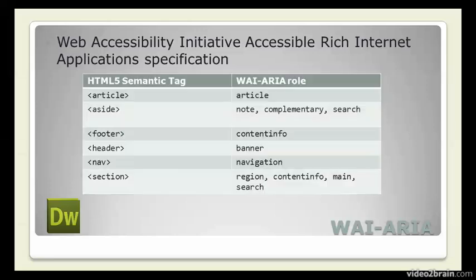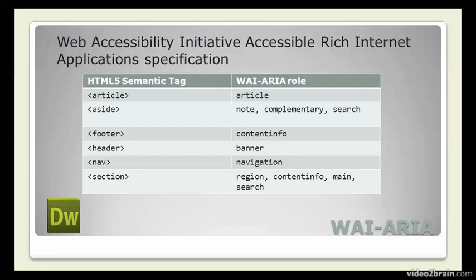The way in which it works is that for each HTML semantic tag you assign an ARIA role. For example, for article, the ARIA role is also called article, but HTML5 aside tags take the ARIA role of note, complementary or search depending on what they're actually doing in the page.